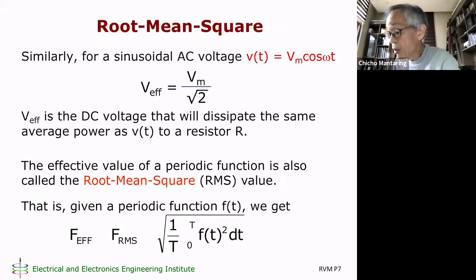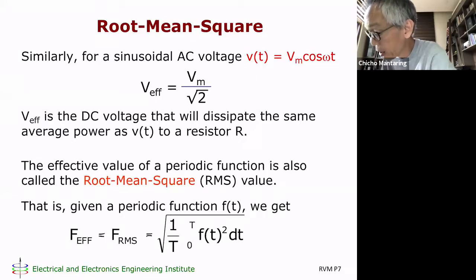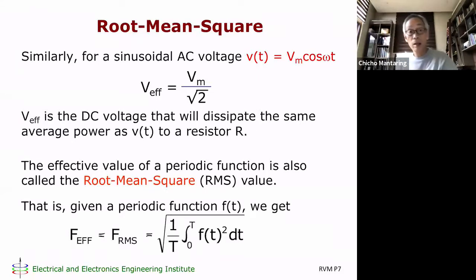The effective value of a, something got lost here. This is an integral. The effective value of a periodic function is also called its root mean square value, or RMS value. That is, for a given periodic function, we can get effective value, which is equal to the RMS value. That is the square root of 1 over the period multiplied by the area under the curve of the square of the function over one period.